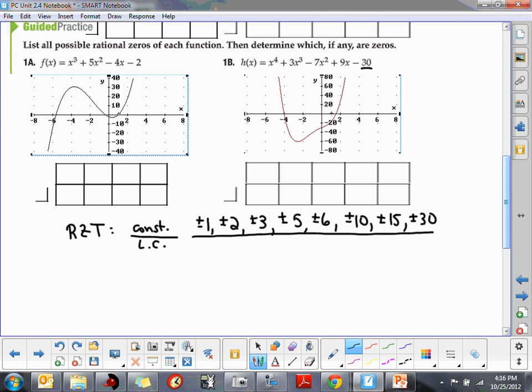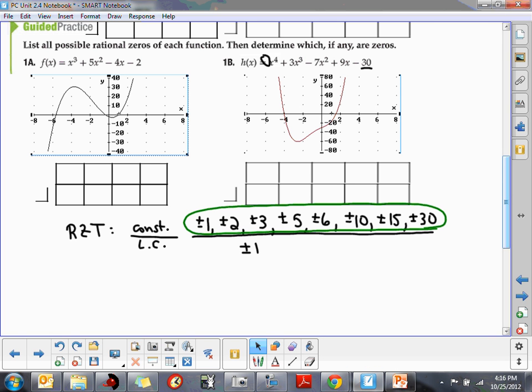Now I take it over the leading coefficient. Well, our leading coefficient in this problem is 1, so it's just over plus or minus 1. So if I divide all these numbers by plus or minus 1, it doesn't change it. So really our list of possibilities is this list that I just circled in green. So these are our possibilities for being a rational zero.